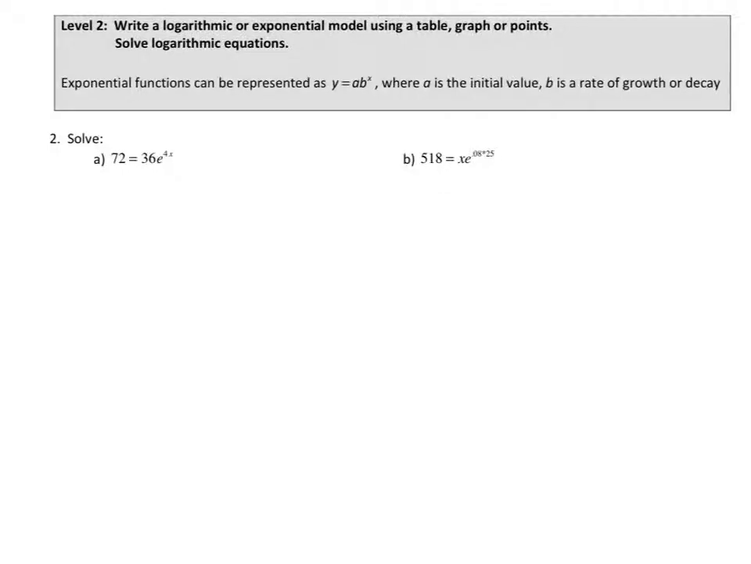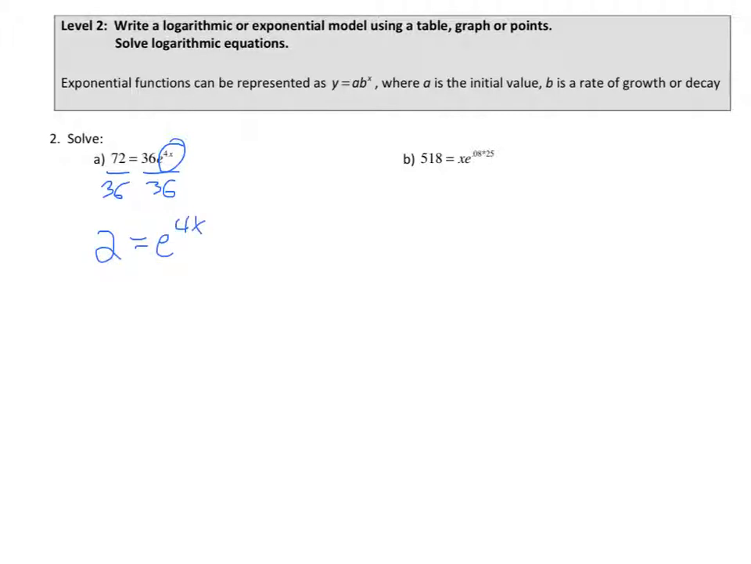In level 2, we will be reviewing solving log and exponential equations and also determining whether a table represents an exponential or a linear relationship. So the first part is reviewing solving exponential equations. We want to get our exponential expression by itself, so we want to isolate e to the 4x in this first problem. So I would divide both sides by 36. And I get 2 equals e to the 4x.